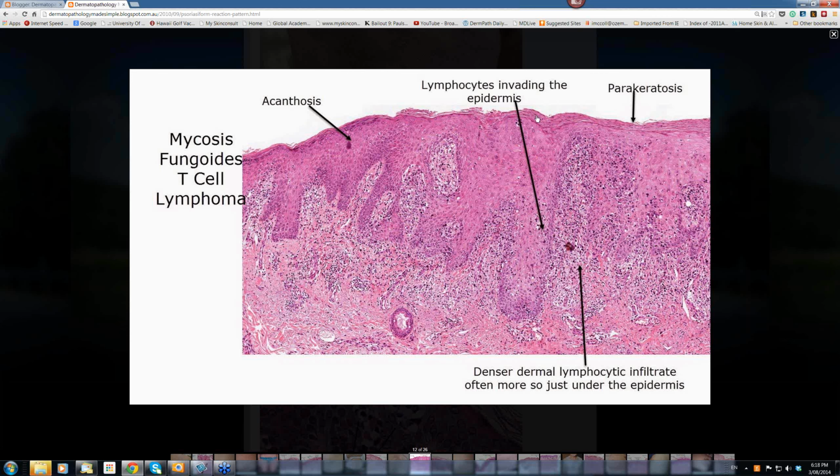And you can see here now, whereas in large plaque parapsoriasis we had orthokeratosis, here in MF we're getting some parakeratosis on the surface. You've got the marked acanthosis, and you've got this denser infiltrate of lymphocytes, often quite hard up against the undersurface of the basement membrane here. Higher concentration here as they're trying to make their way into the overlying epidermis.